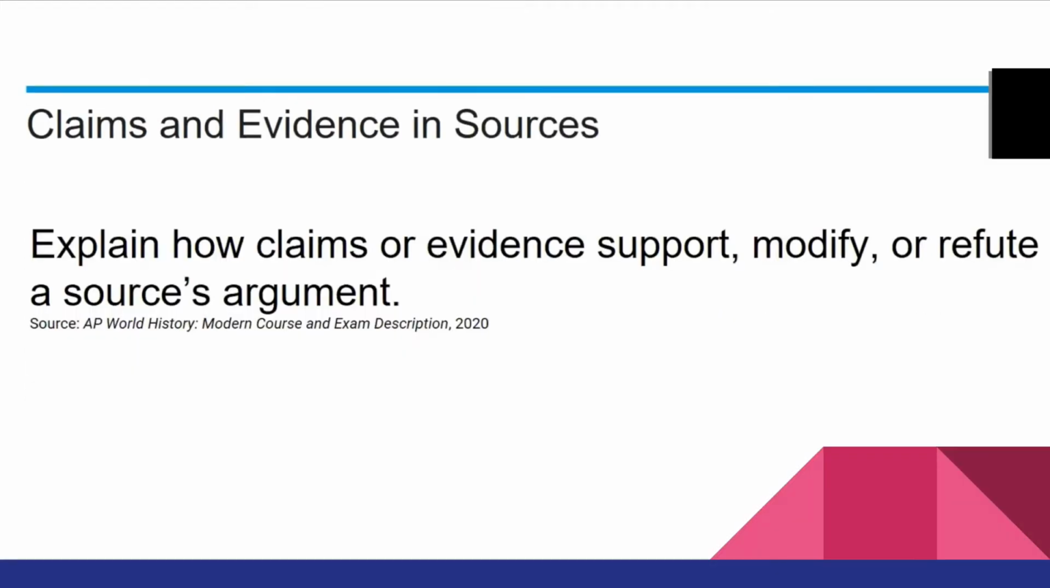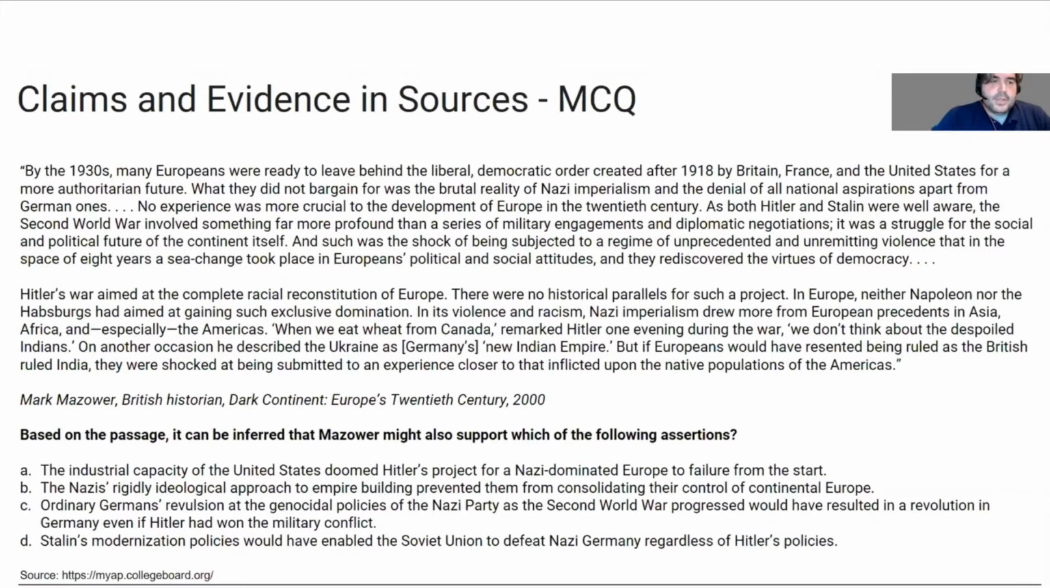All right, claims and evidence and sources. We're going to explain how a claim or evidence supports or modifies or refutes a source's argument. So here we go. Claim and evidence in a source. So we're going to read the question first. This is a multiple choice. Based on the passage above, it can be inferred that Mazur might also support which of the following assertions. So we have to find his claim.